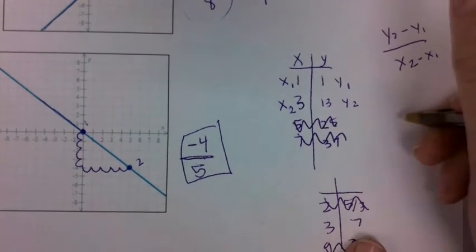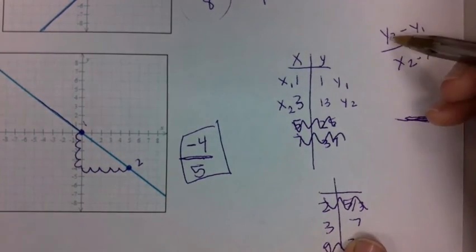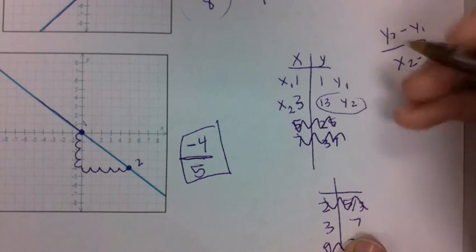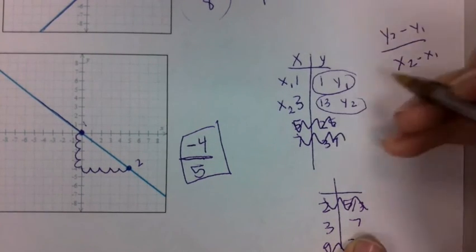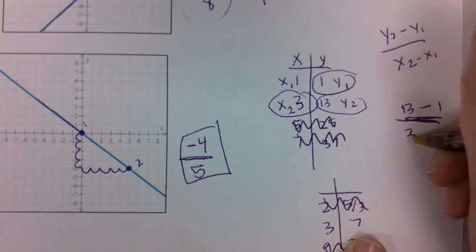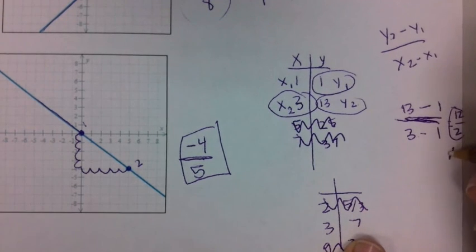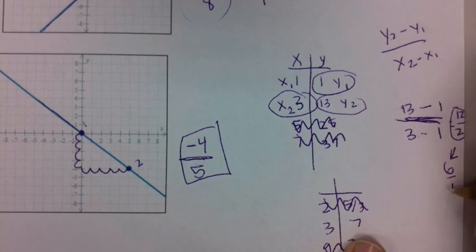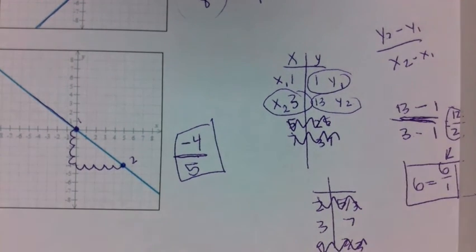So what am I going to do? I'm going to write down my fraction bar and fill in my formula. So y2 matches with 13 minus y1, x2 is 3 minus x1, and I simplify. 13 minus 1 is 12. 3 minus 1 is 2. Can I simplify 12 over 2? I sure can. That simplifies to 6 over 1 or just 6. And either of these answers would be most simplified.